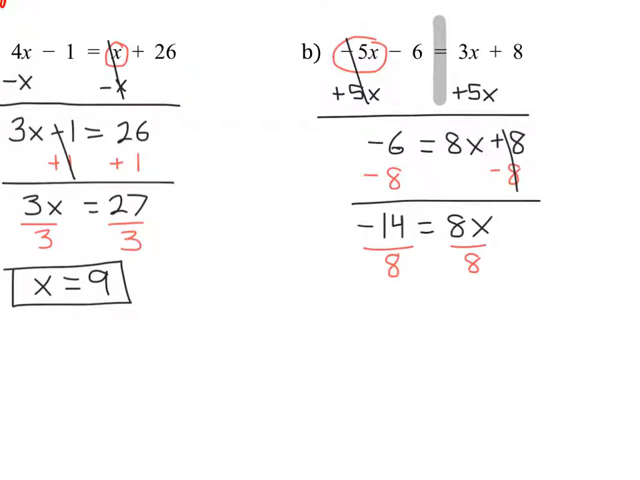So I am going to have a fraction as my answer. I have negative 14 over 8 equals 1x. However, whenever you get an answer that's a fraction, there's one thing you always need to check for, and that's if you can simplify. So remember, the way we simplify fractions is by looking at the numerator and the denominator and asking ourselves, is there some number that goes in evenly to both my numerator and denominator?